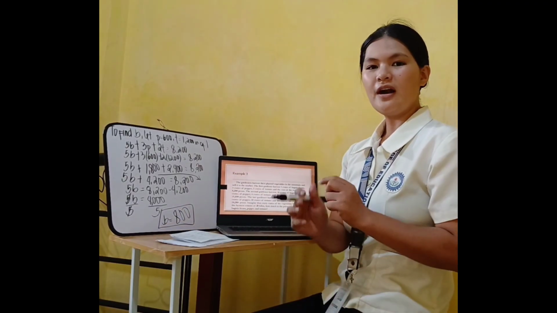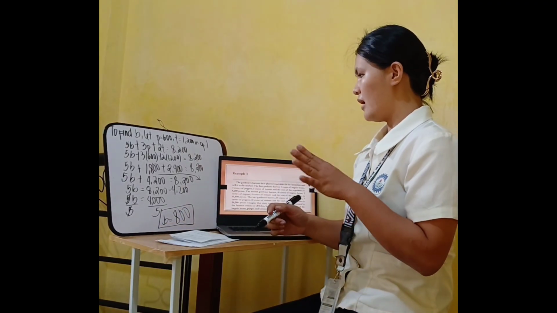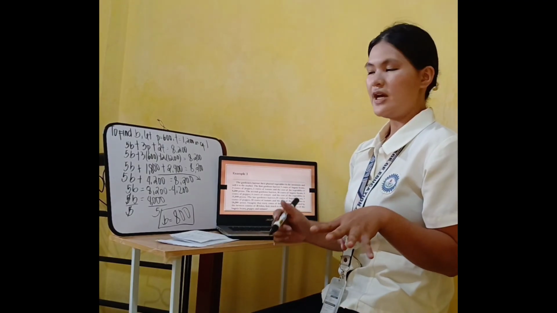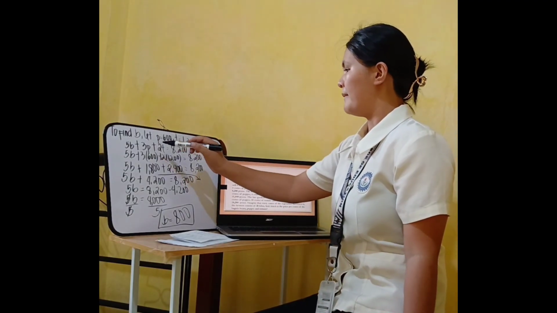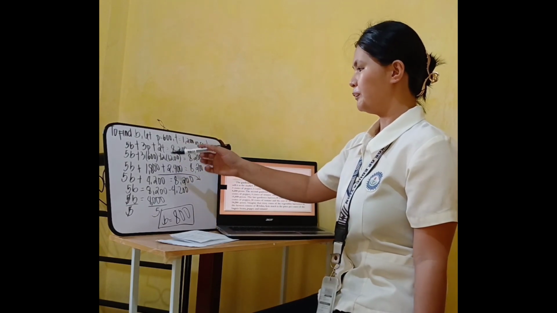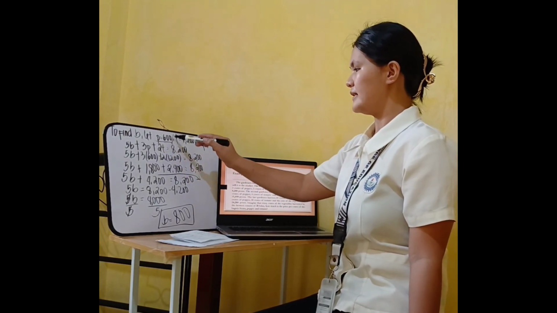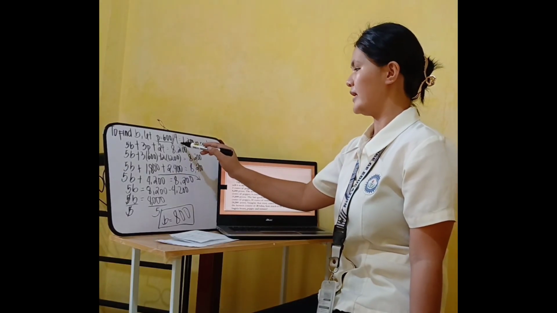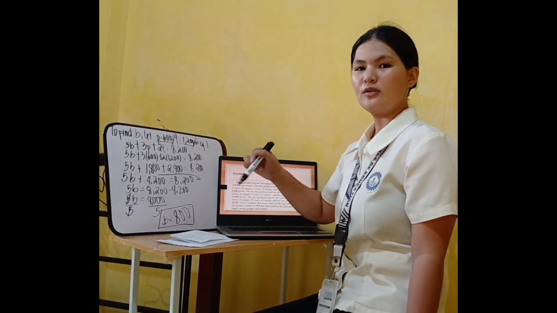So therefore, the cost of baggy beans per crate is equal to 800, the cost of pepper per crate is equal to 600, and the cost of tomato per crate is equal to 1,200.